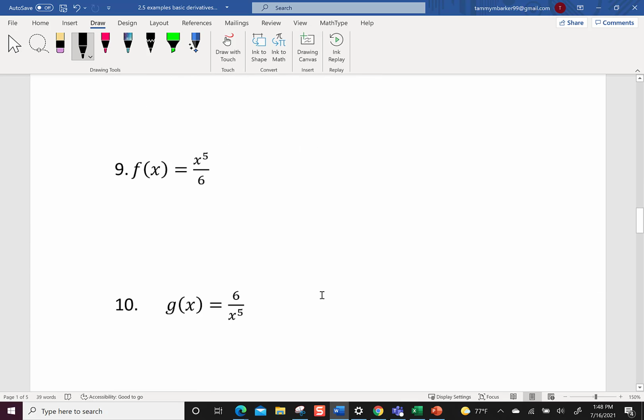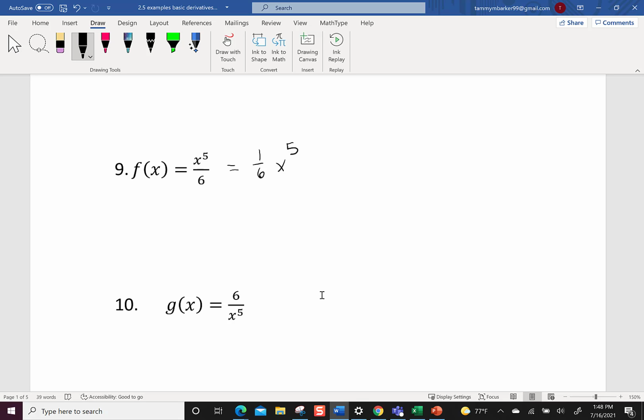Look at 9 and 10. They should look very similar. One of them says x to the 5th over 6. The other one says 6 over x to the 5th. On purpose, I put them side by side so you can see how different they are. In 9, x to the 5th is a power, and 6 is a constant that I'm dividing by. I could rewrite this as 1 over 6 x to the 5th. So the 6 kind of works like a coefficient that I can just bring out.